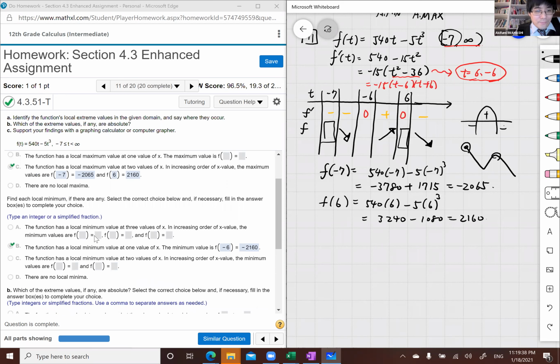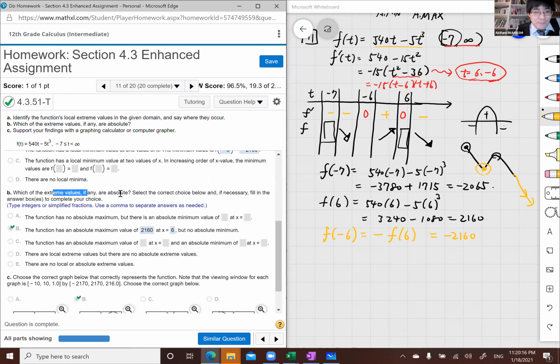Now you need to find the local minimums. There is only one local minimum, fortunately, because this goes on forever and does not have an endpoint, so it does not have a local minimum there. But this point is the local minimum, so I need to find f of -6. Notice that this is an odd function, so it should be the same as f of 6 times -1. By using symmetry, you can save some time. It's -2160.